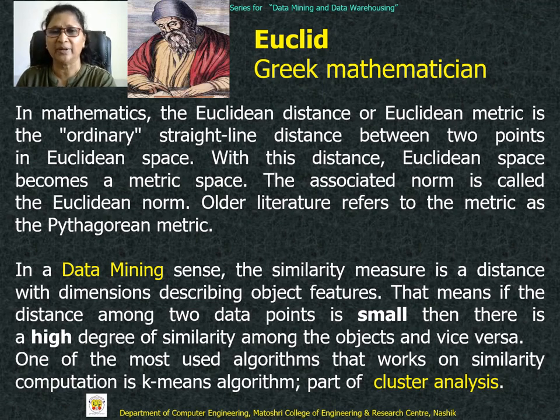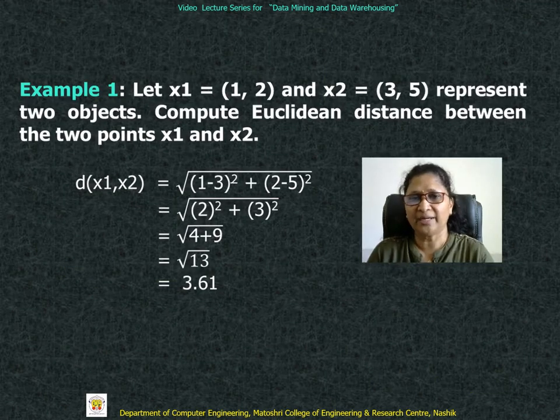This was a brief introduction to this great mathematician Euclid and his work. Coming back to a proximity measure, that is Euclidean distance for numeric attributes. We have just defined that if an attribute is numeric, then the distance between any 2 points which are defined with these numeric attributes can be computed using this Euclidean distance metric.